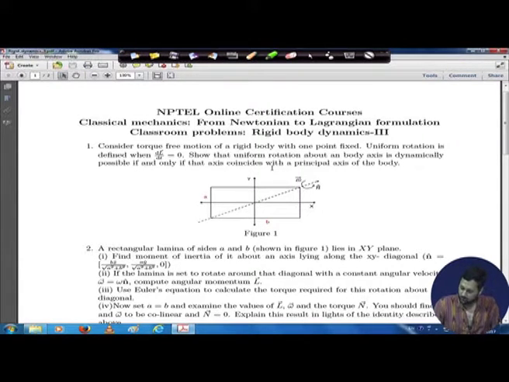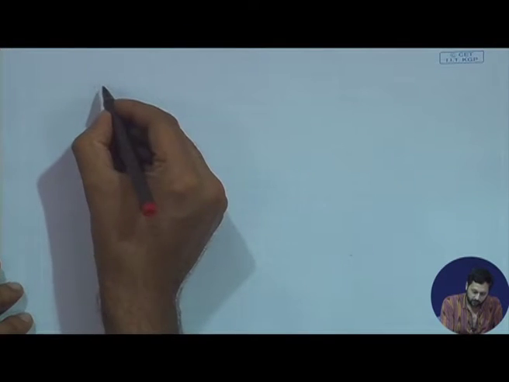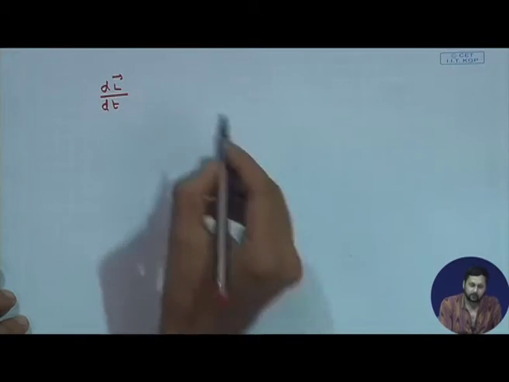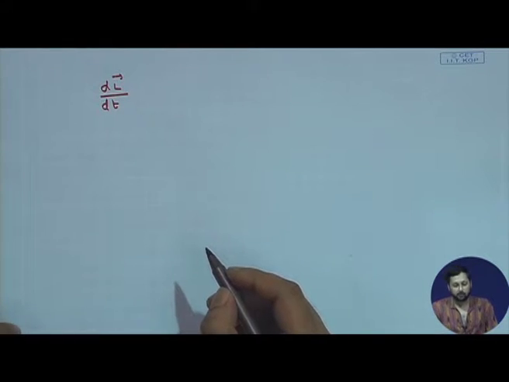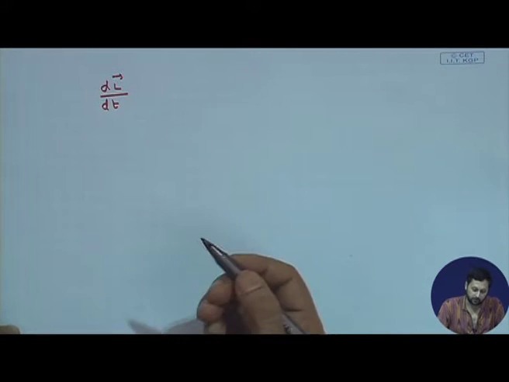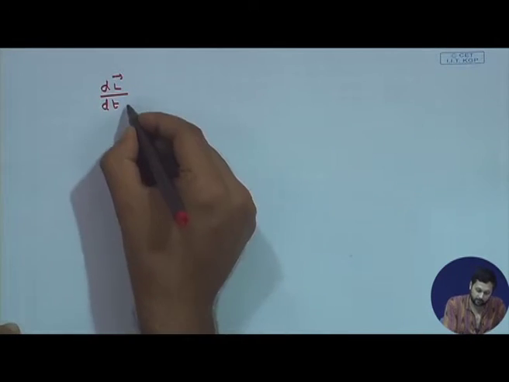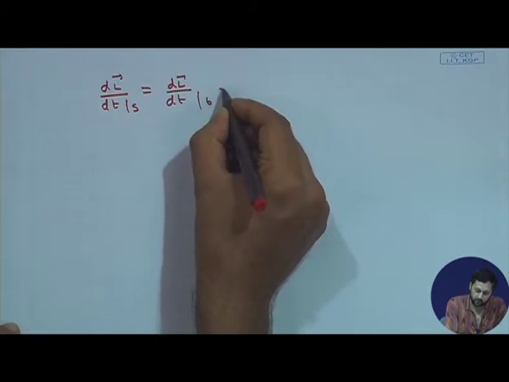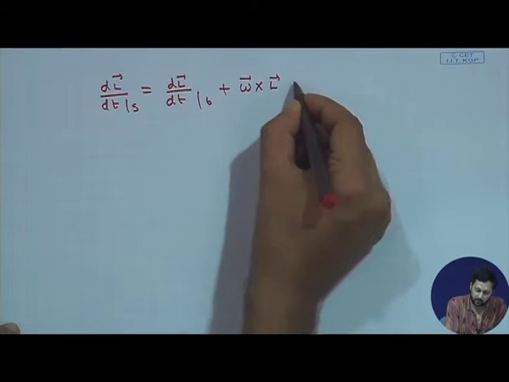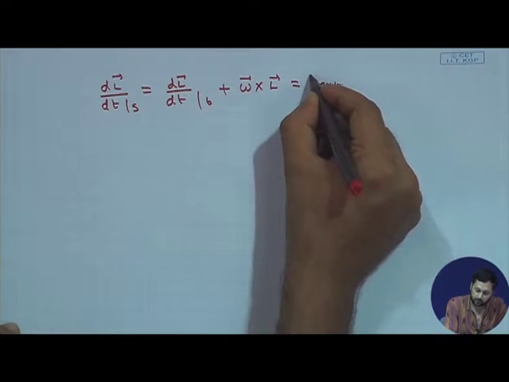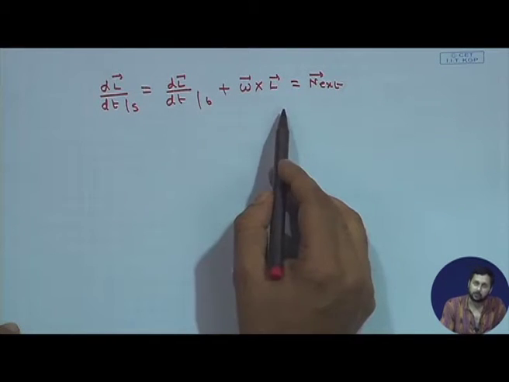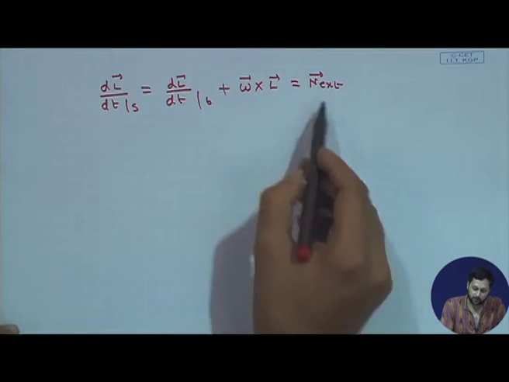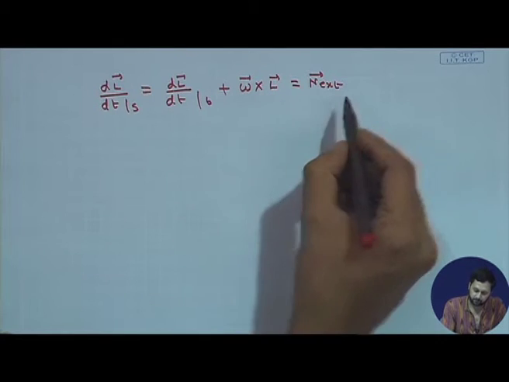So, what is the statement of the problem? Please first recall that dL/dt is different. The expression for dL/dt depends on whether we measure it along the space set of axes or the body set of axes, and we can write the equation (dL/dt) space is equal to (dL/dt) body plus omega cross L, which is equal to N external. That is when one point of the rigid body is fixed and it is executing a rotational motion around that particular point.